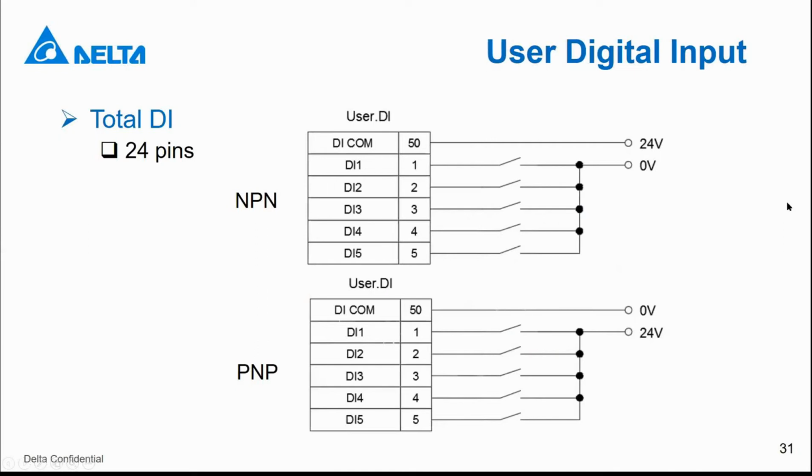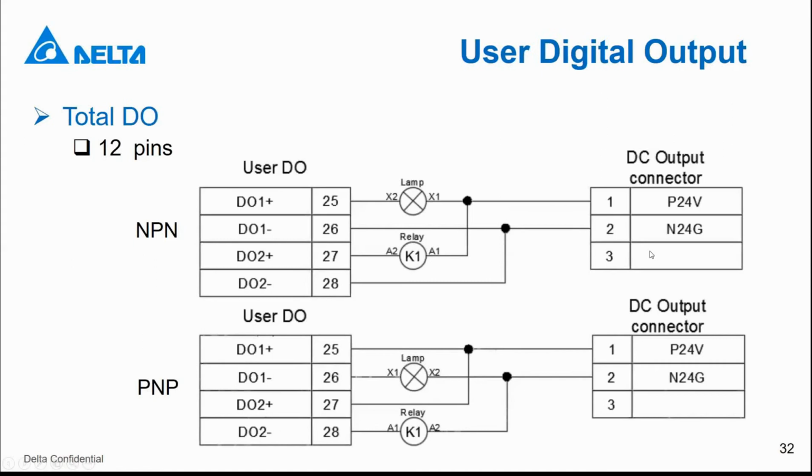And also, if you need to connect, use the digital input output. This digital input output is for user definition. The user can define what the function of this input output is for. For the input, we have 24 pins, and we support both NPN and PNP wiring. And for output, it's the same: we have 12 pins, and we also support both PNP and NPN wiring.